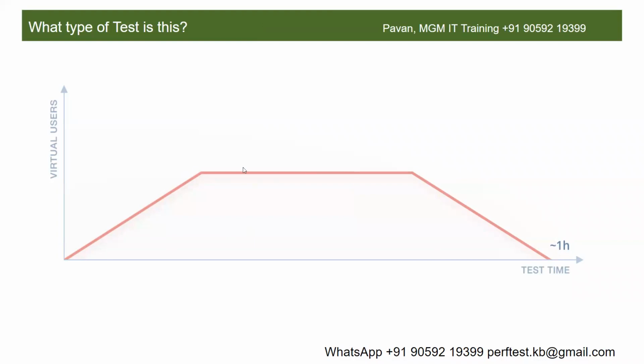So this graph best represents a load test, because if you observe here, duration is mentioned as 1h. That means 1 hour, approximately. This is not exactly 1 hour. You see this tilde symbol, right? This symbol is read as tilde, T-I-L-D-E.